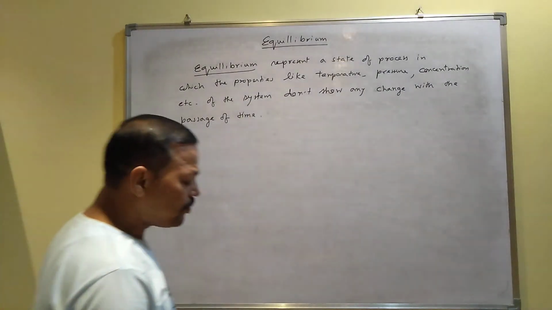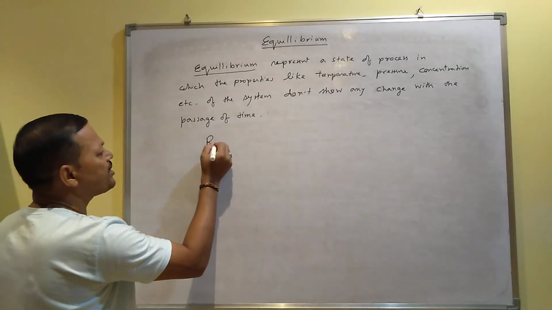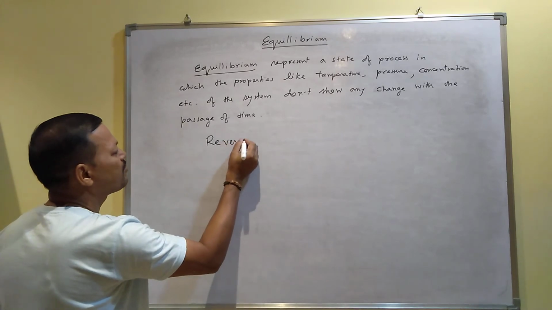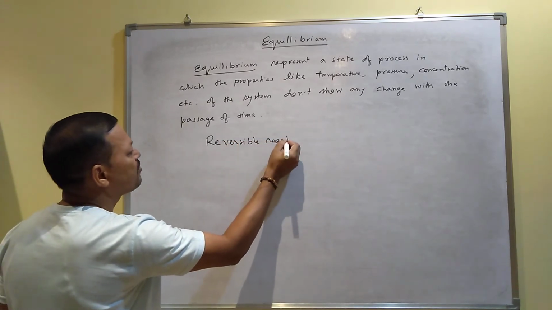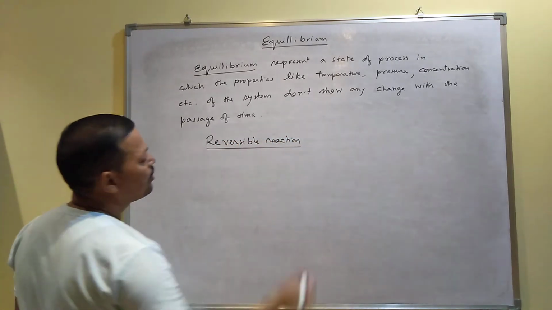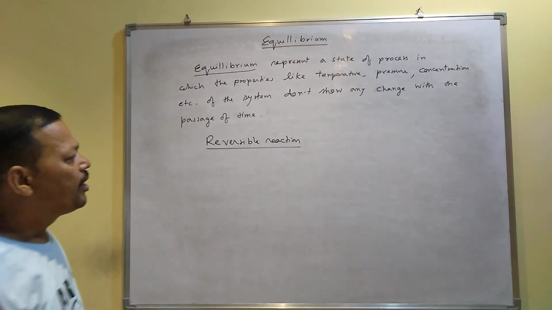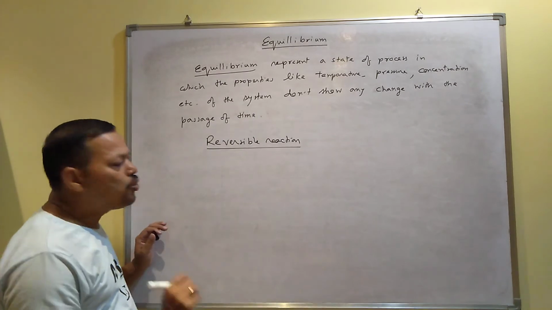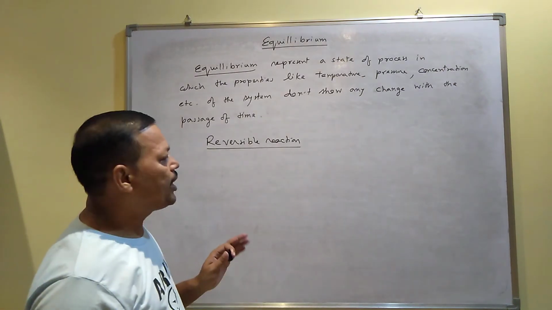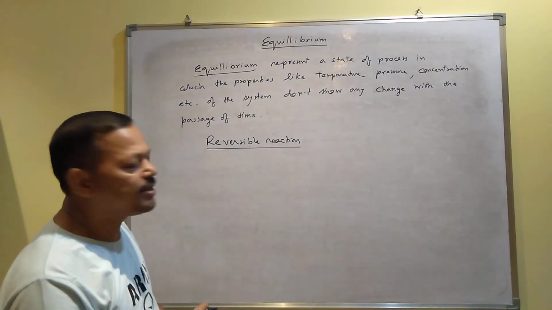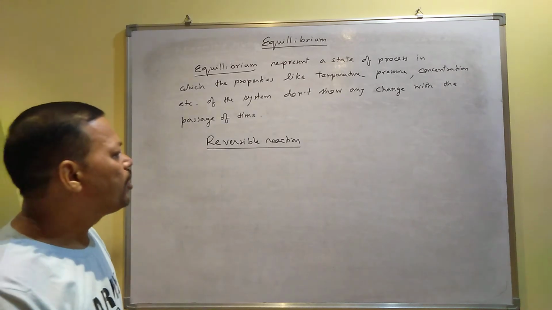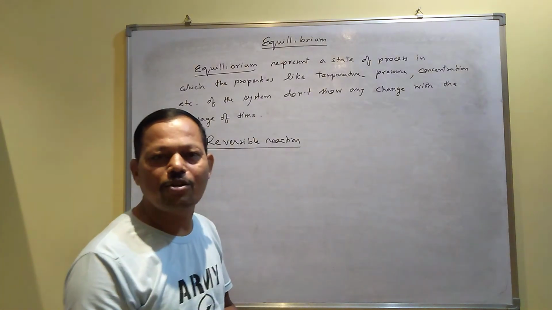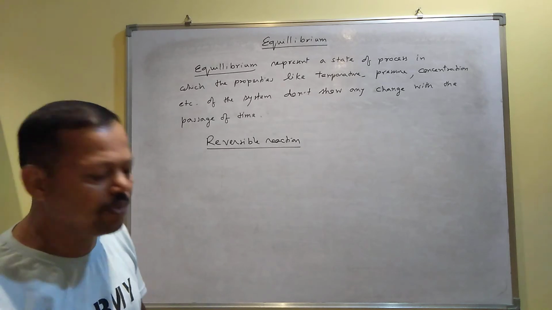Now, do you know what a reversible reaction is? There are some reactions which are said to be reversible reactions. I mean those reactions which take place in both forward and backward direction. That type of reactions are called reversible reactions. All reactions are not reversible. Some reactions are found to be reversible.